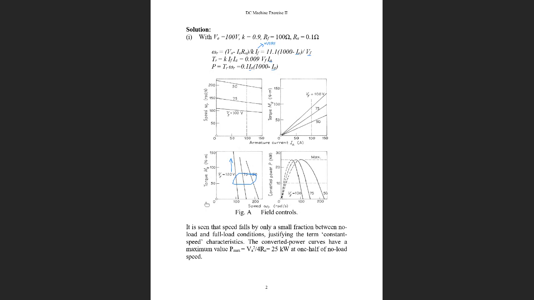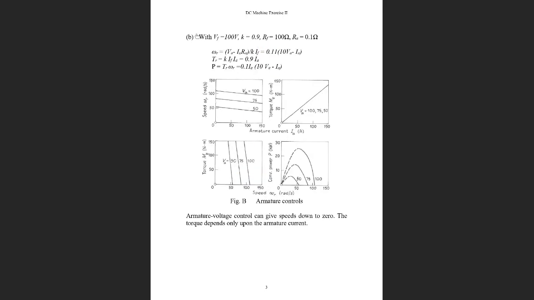Now we're looking at the second case, in which the field voltage is fixed at 100 volts, and the armature applied voltage changes from 100 volts to 75 volts and 50 volts respectively.